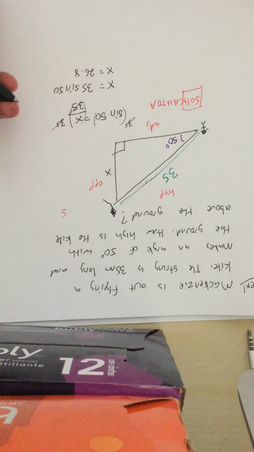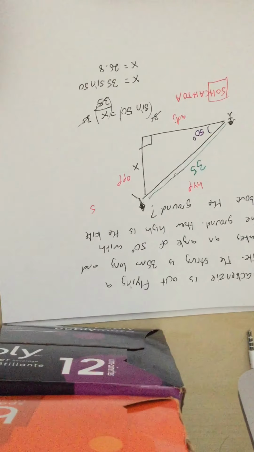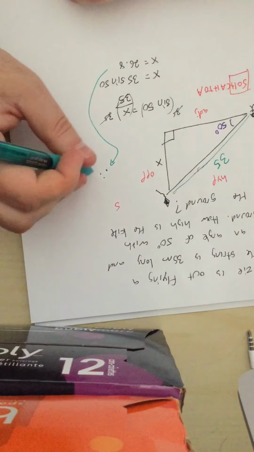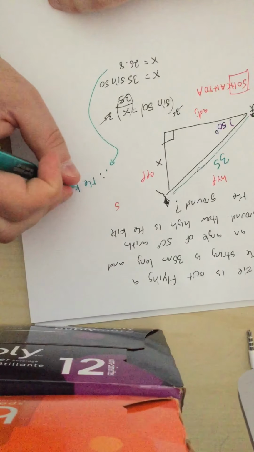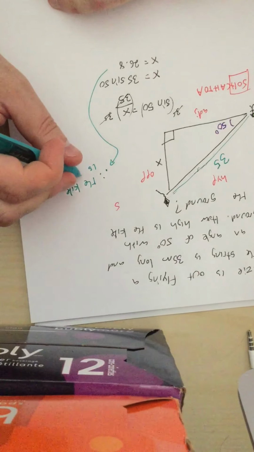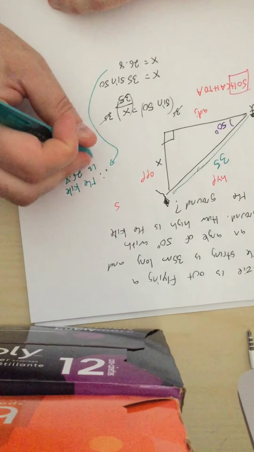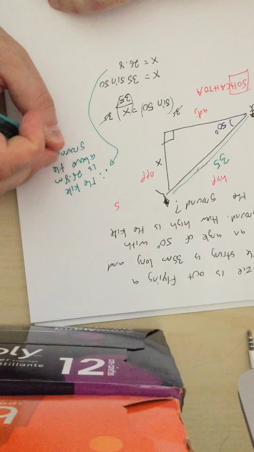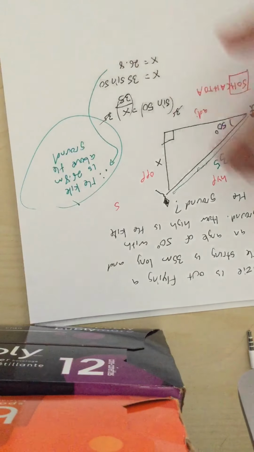Now this is a word problem though, so we would have to then finish this off by saying, therefore, the kite is 26.8 meters above the ground. And that's how we do the first question.